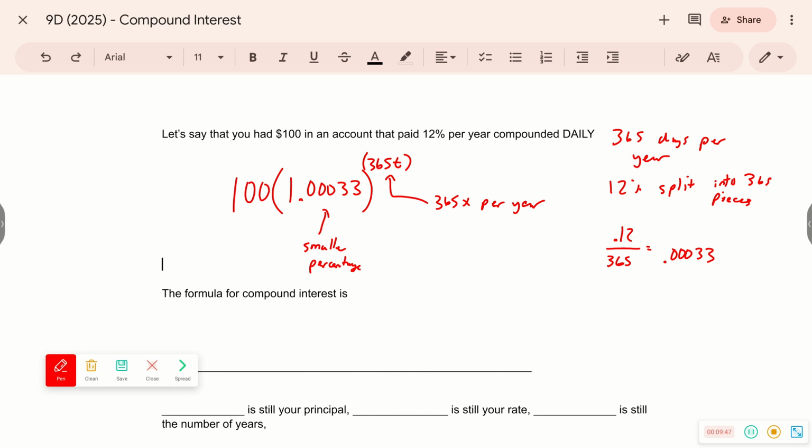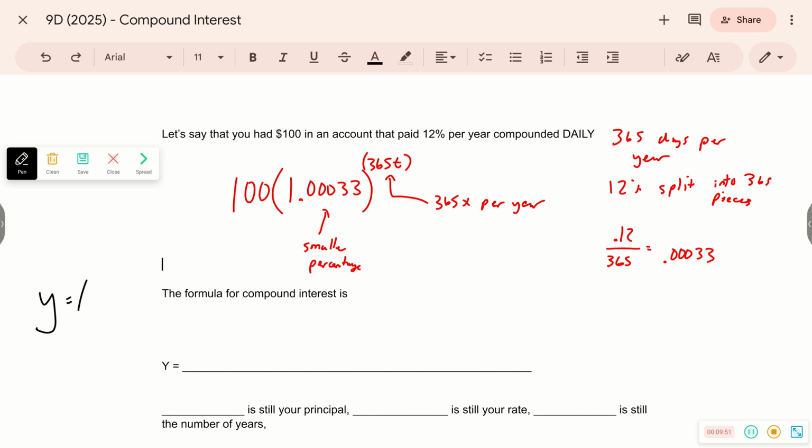So here's a formula if we have compound interest. Going back to our y equals a b to the x power, the a doesn't really change, except we're going to change this. The A is going to become P.